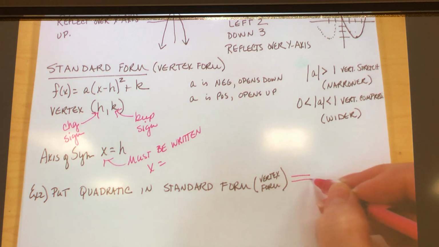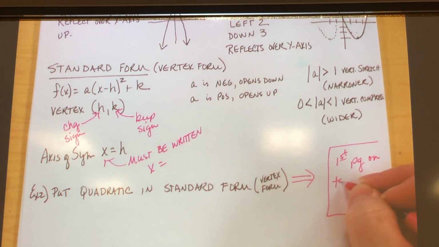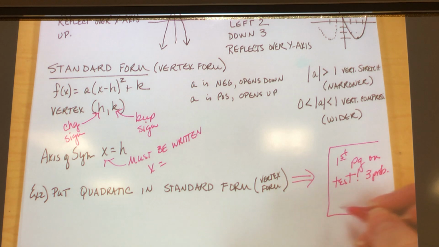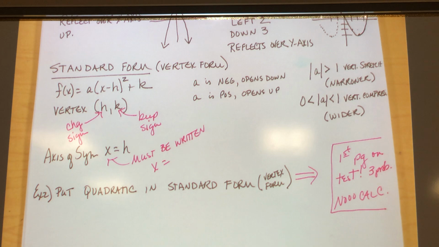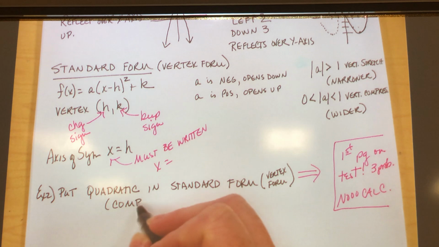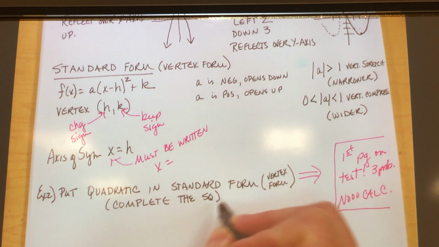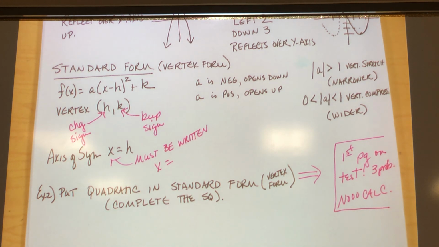This right here will be the first page on the test. First page on the test. It's going to be 3 problems. No calculator. All right? No calculator. You're going to have to know how to complete the square, because that's what this is. It's an Algebra 2 skill, so you should be okay with it, all right? But you will not have a calculator.